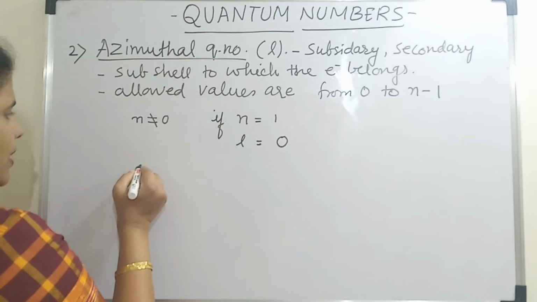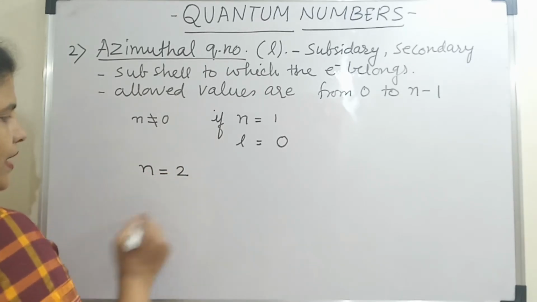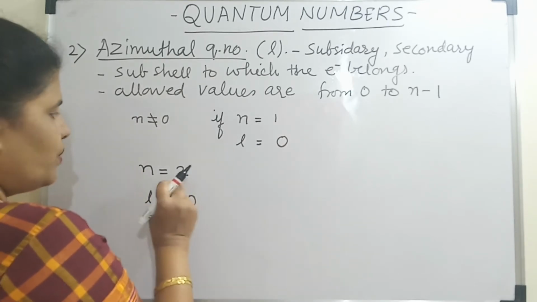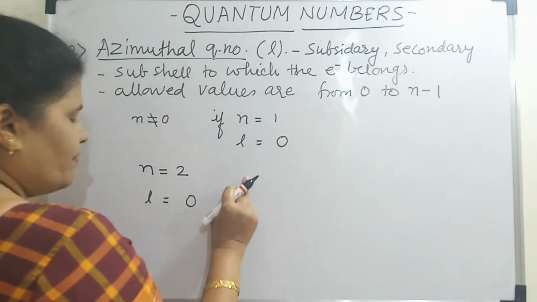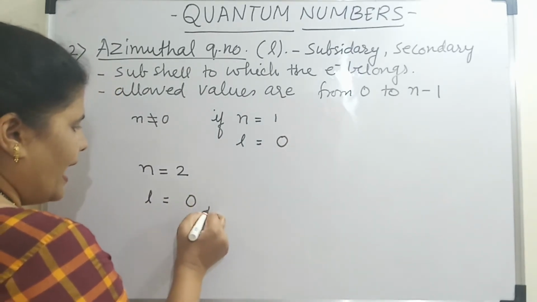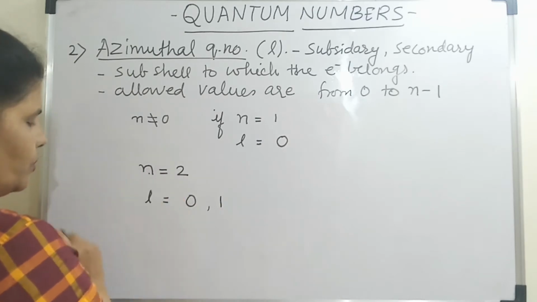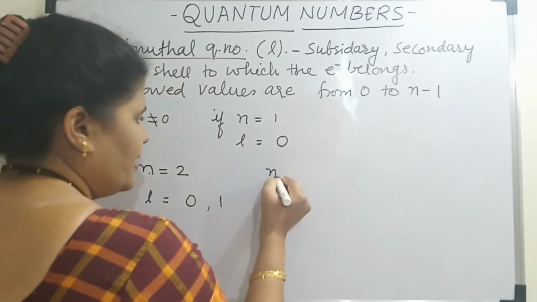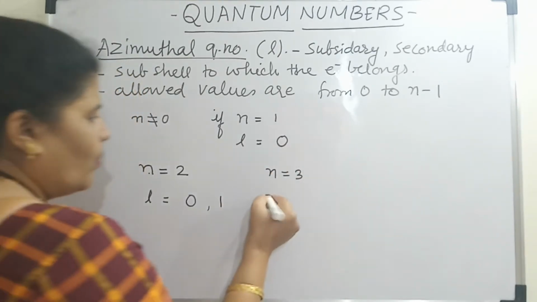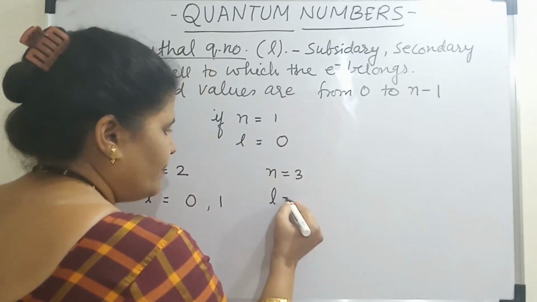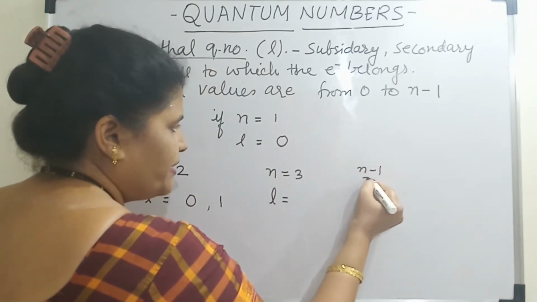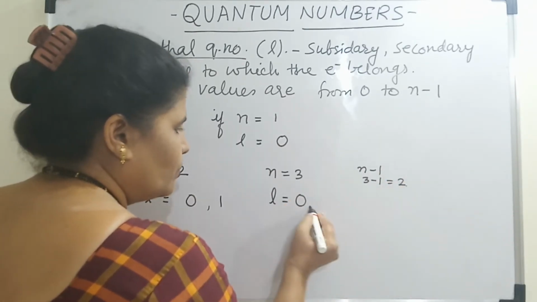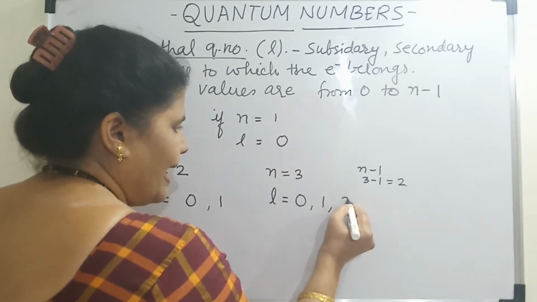Let us try one more. If n is equal to 2, then what are the allowed values of l? It will be 0. What is n minus 1? It will be 2 minus 1, so it will be 1. So, I will start from 0 and then 1. When n is equal to 2, the allowed values of l will be only 0 and 1. Let us try n is equal to 3. What will be the allowed values of l now? What is n minus 1 here, students? It will be 3 minus 1, that is 2. So, I have to start from 0 and go up to 2, so it will be 0, 1 and 2.